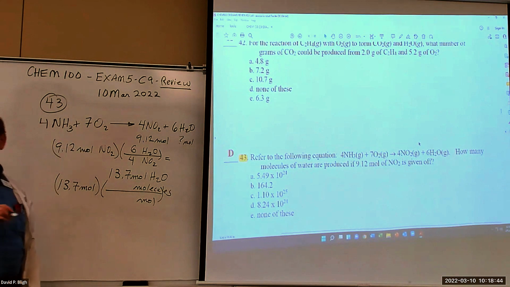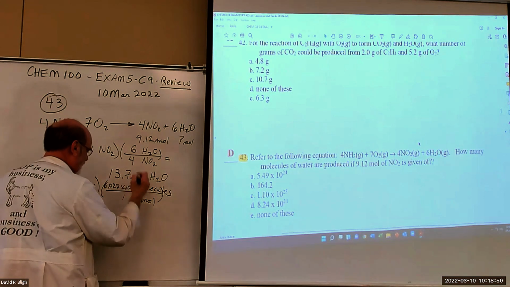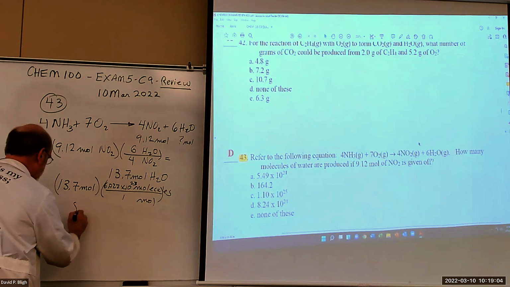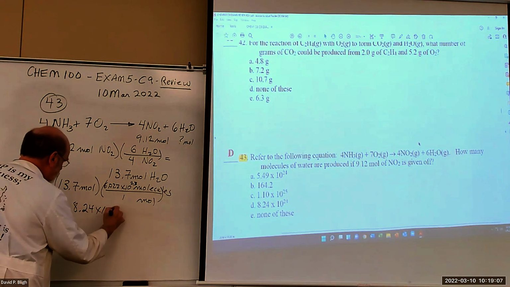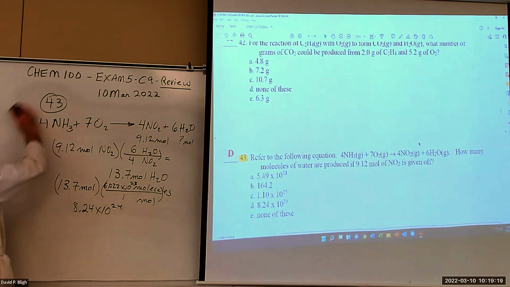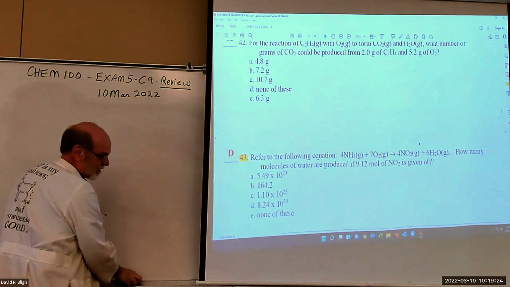Hey, Avogadro again? Keeps cropping up. 6.022 exponent 23. I think I got a rounding error in here. Let's see. 8.24 times 10 to the 24th molecules. Nope, came out all right. Okay, that was 43. Go.